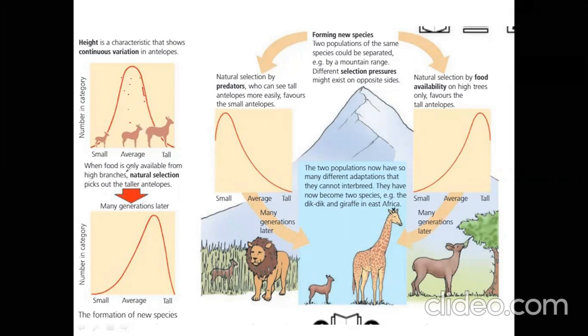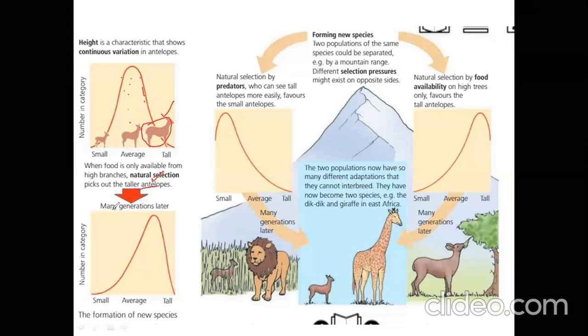Okay. Now, when food is only available from high branches, meaning there is no availability of leaves on the ground, definitely the leaves will be available in trees. So for that reason, this antelope should be tall. And in that environment, this tall population will be selected. It means before, average was more in that population. But because of the environmental condition change, there is less availability of leaves or grass on the ground. So in that environment, what happened? Gradually, tall antelopes increase. Nature selects what? Nature picks out the taller antelope. It selected the taller one.